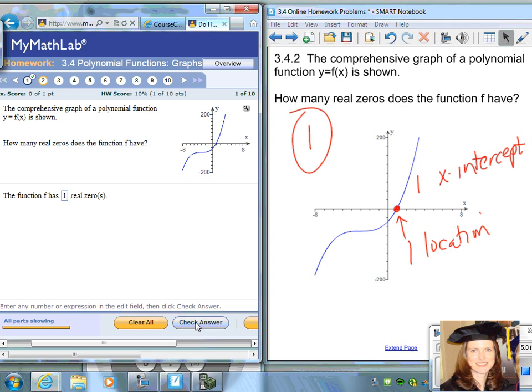And we can check our answer for that one. Again, it doesn't rely on using any algebra here. It's simply looking at a graph, looking at where the graph crosses the x-axis. It crosses the x-axis in one spot. That's your one x-intercept. That's how many real zeros the function has.